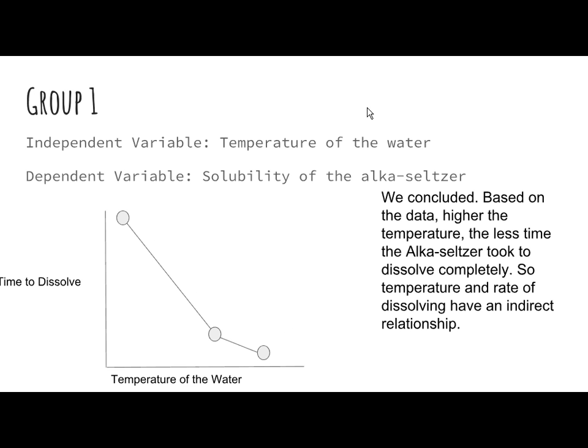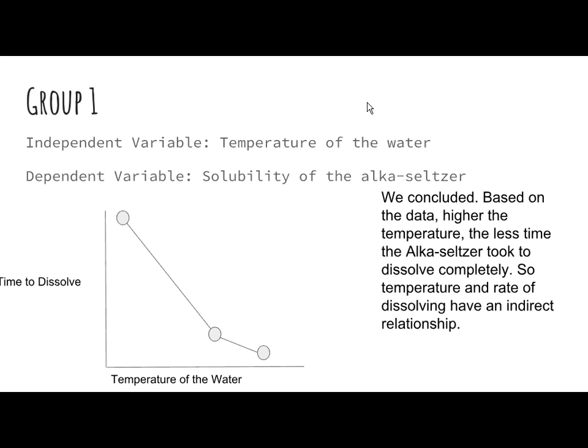Our independent variable is temperature. So basically, we had 3 types of temperature. We had an ice cold bath, which was 5 degrees Celsius, and then we had a normal room temperature one, and then we had a warm bath, which was about 50 degrees. So this is our data, and at 3 minutes and 58 seconds, that was for the cool bath, and this is for the room temperature, at 48 seconds, and this was for the hot bath, at 12 seconds. So we concluded, based on the data, the higher the temperature, the less time Alka-Seltzer took to dissolve completely. So temperature and rate of dissolving have an indirect relationship.